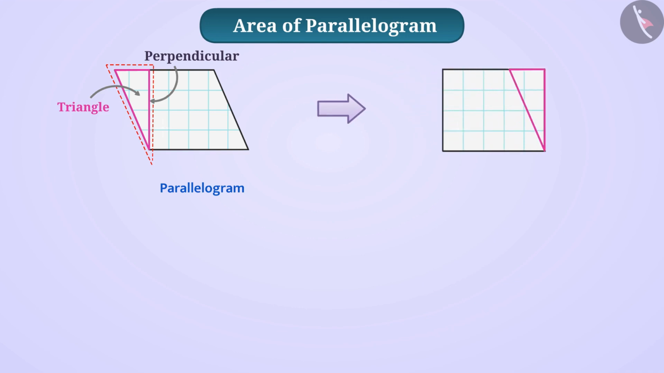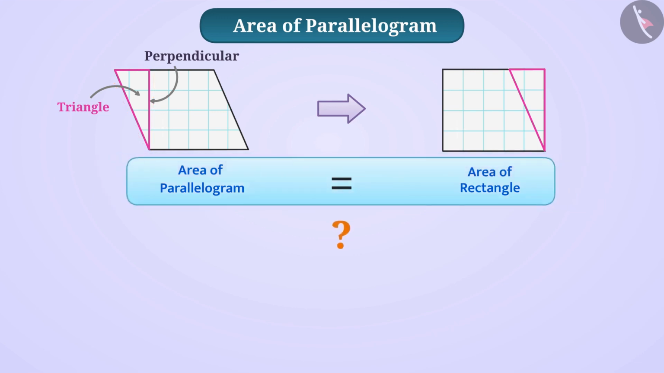Can you tell me which shape is obtained? Think. Absolutely true. It is a rectangle. Just think, will the area of the parallelogram be equal to the area of the rectangle obtained? Think. Absolutely true. Since we have made the rectangle from the parallelogram, therefore the area of the parallelogram and the area of the rectangle will be equal.